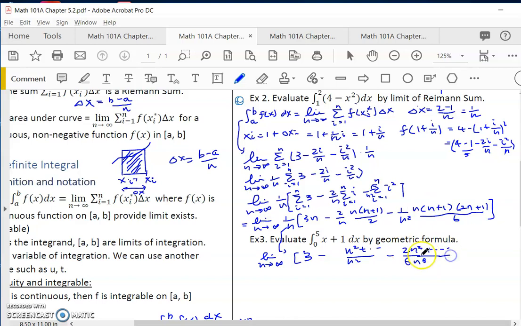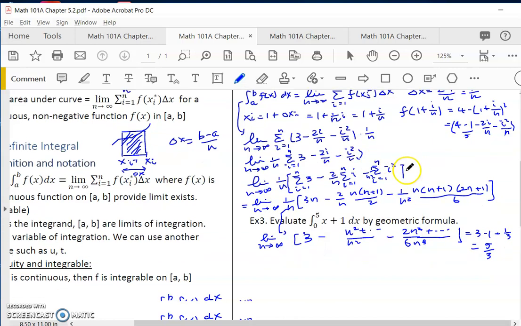Why don't I write those? Because when I do the limit, they don't matter. What matters in a rational function is the leading coefficient. So once you do the limit, this becomes equal to 3 minus 1 minus 1/3. So 3 minus 1 minus 1/3 is 5 over 3. So there I get the actual area from 1 to 2 of 4 minus x squared, by doing the limit and using the sigma formula.